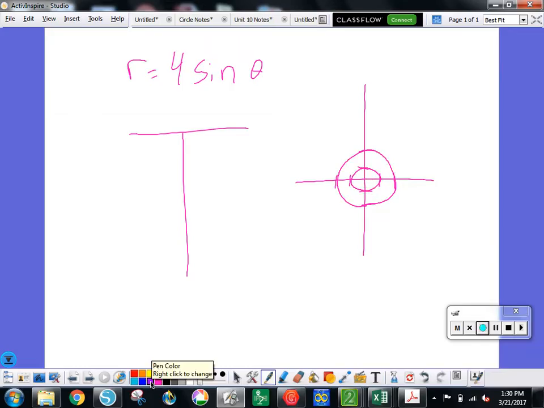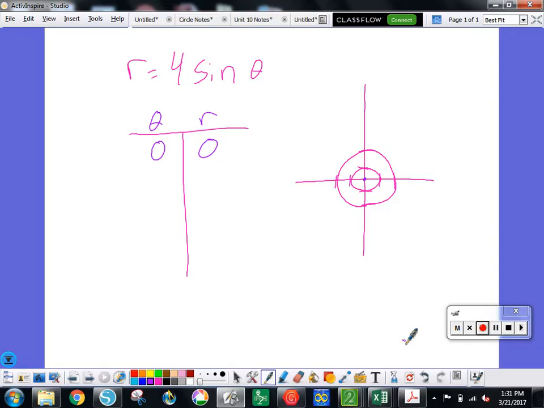Okay. So, what we have here is, notice, when I plug in 0 for theta, and this is r, what do I get for r? What is the sine of 0? 0. And what's 0 times 4? 0. So at my radius of 0, my theta is 0, so it is at the origin. Does everybody understand how it's at the origin? Okay. Give me another value that we usually pick.